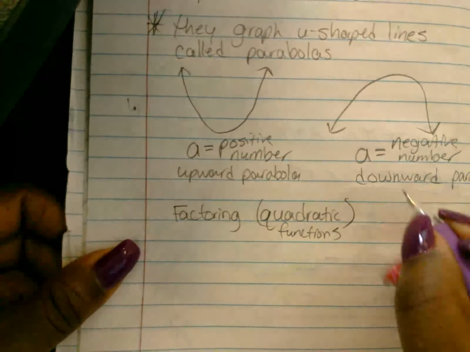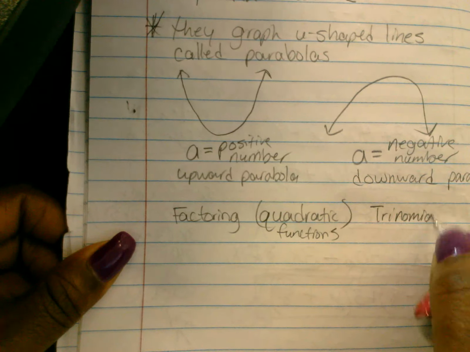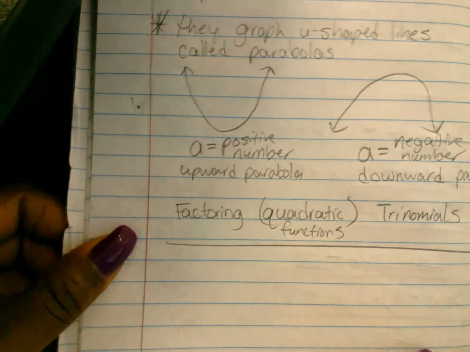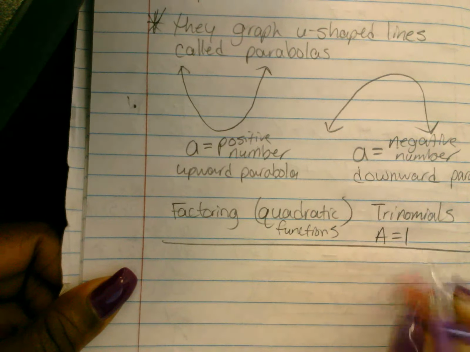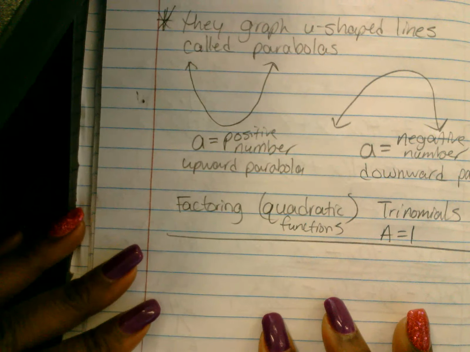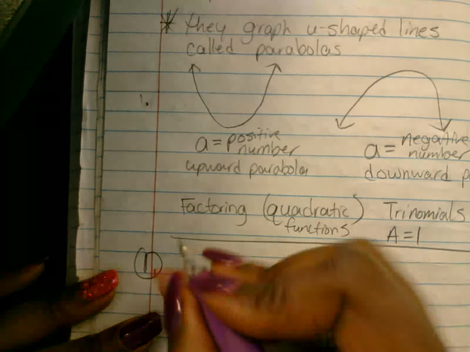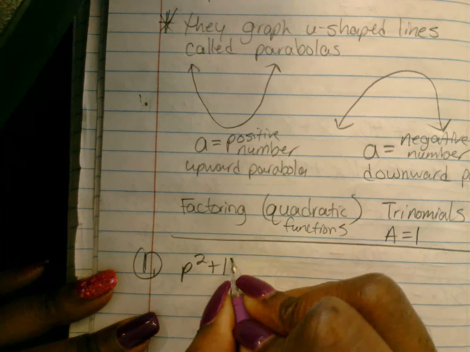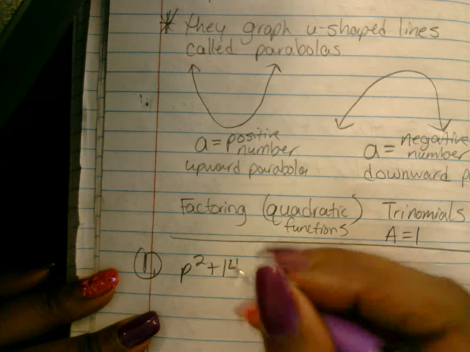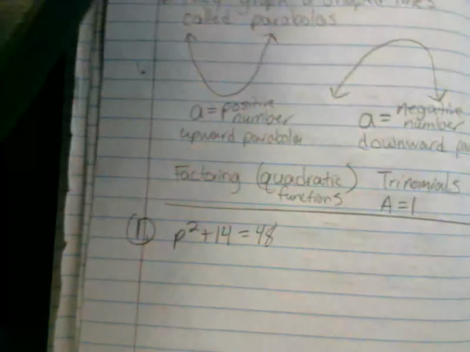Factoring quadratic functions or trinomials, okay? All right, here your A is going to equal 1. All right, first example. We have P squared plus 14P is equal to 48. What makes this a quadratic function?